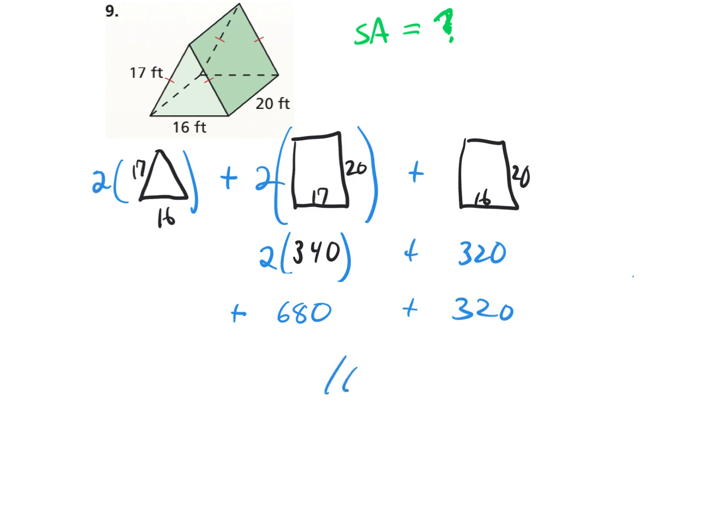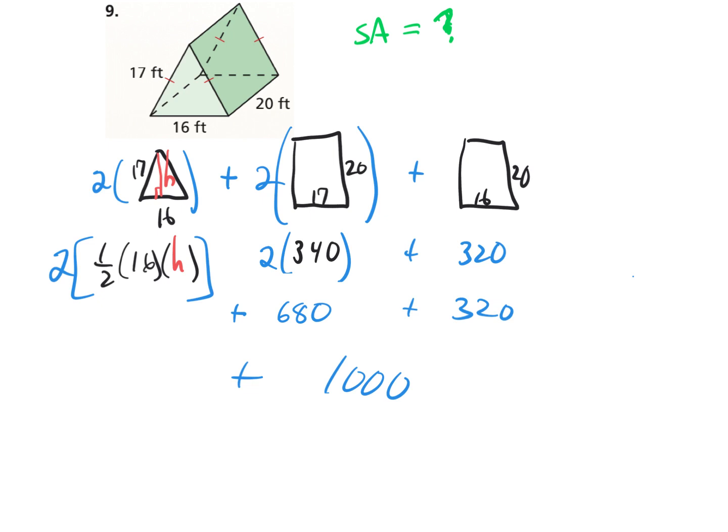And you might have noticed I've been avoiding this guy. So to get that, the area of a triangle is 1/2 times its base times its height. The base is clearly 16, but that ain't its height. The height is this dimension. So how are we going to find that?